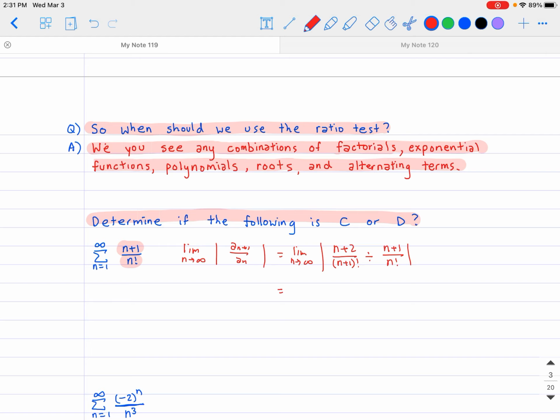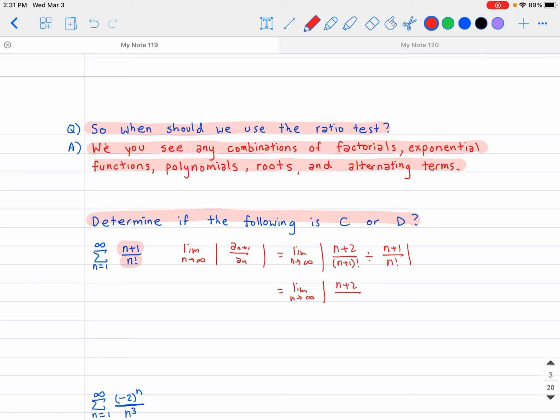And if I can show that this is less than 1, then that means it's convergent. But if it's greater than 1, then it's divergent. And if it's equal to 1, then it's inconclusive. So limit as n approaches infinity. The first part, we can't do too much. We're just going to have n plus 2.